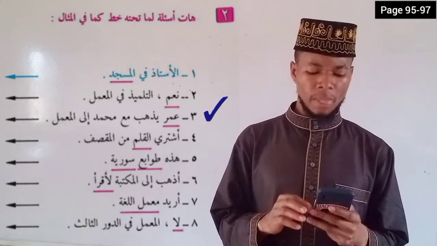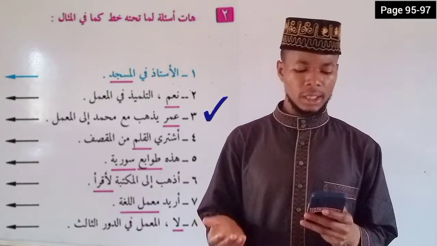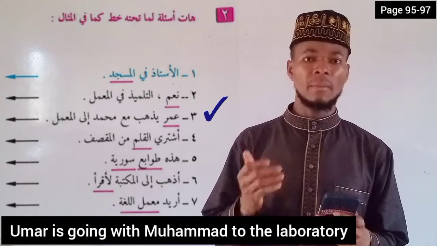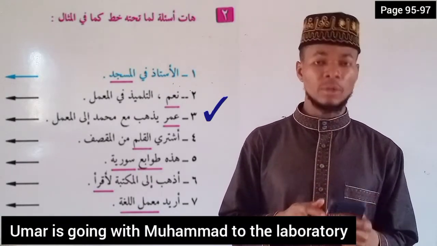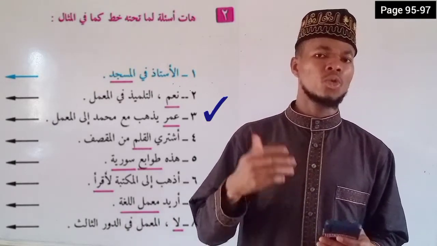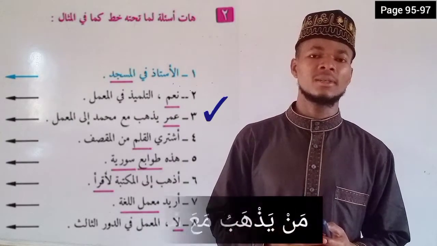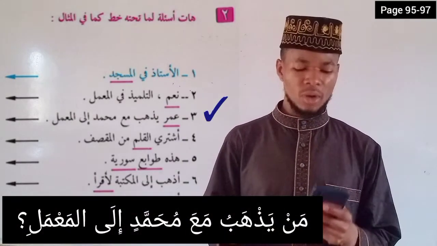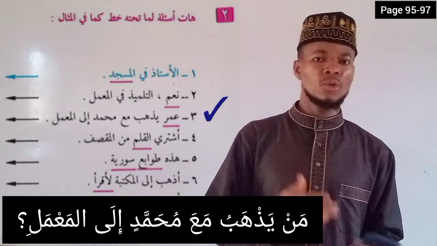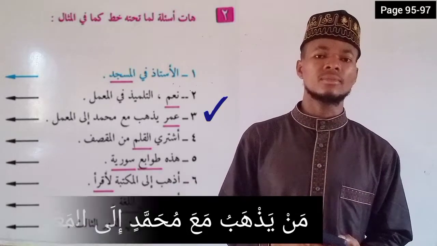Number 3 we have Umar yadhhabu ma'a Muhammadin ila al-ma'mali. That Umar is going with Muhammad to the laboratory. So here we can ask the question, who is going with Umar to the laboratory? So here we say Man yadhhabu ma'a Muhammadin ila al-ma'mali. Who is going with Muhammad to the laboratory?